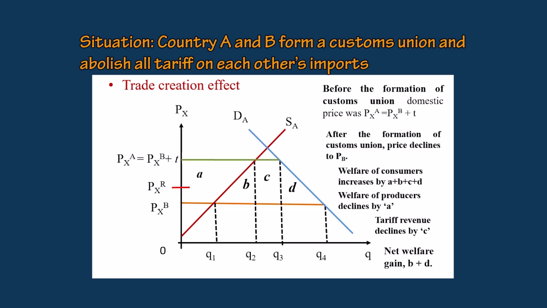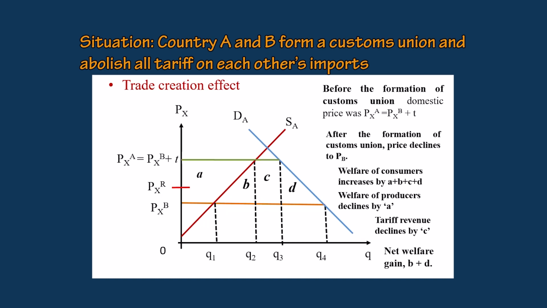And here you observe that the price existing in country B is less than that in the rest of the world. That means country B is more efficient in producing commodity X because it can sell that commodity at a lower price. Now, country A imposes a tariff. So when it imposes a tariff, inclusive of tariff, the price of that commodity in country A is the price of that commodity in country B plus the tariff.